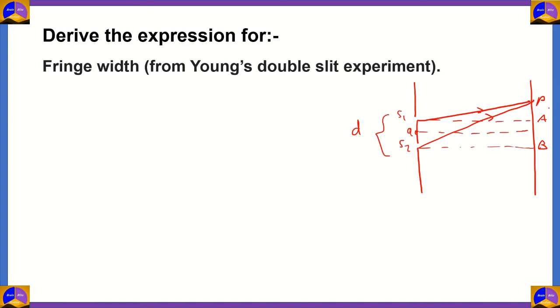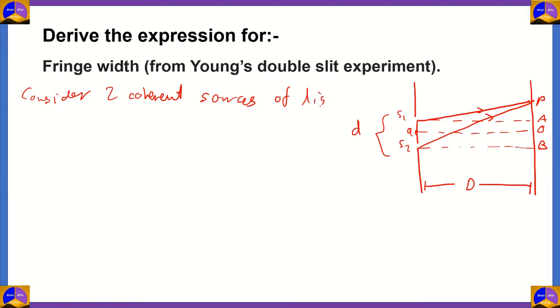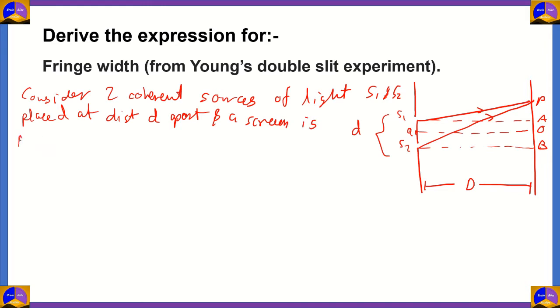So now let's consider the distance between the slits and the screen to be capital D. So this diagram shows that we have to consider two coherent sources of light, S1 and S2, placed at distance D apart, and a screen is placed at distance capital D from the plane of the two sources.